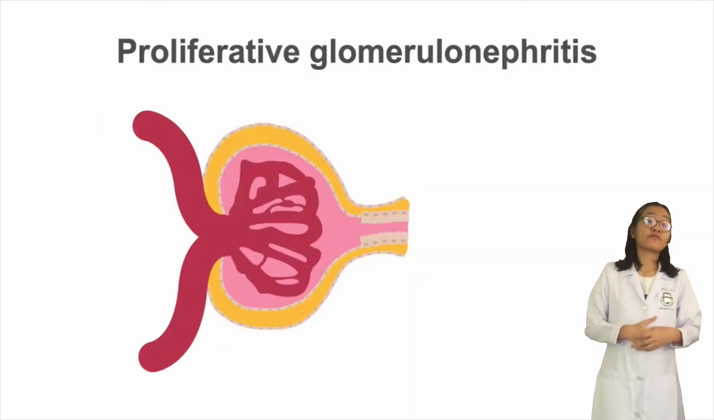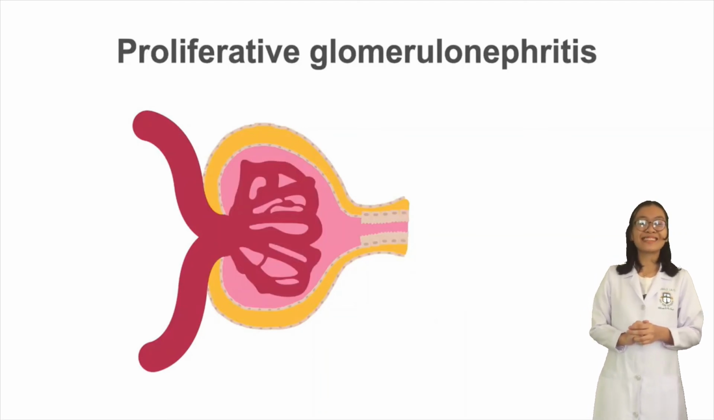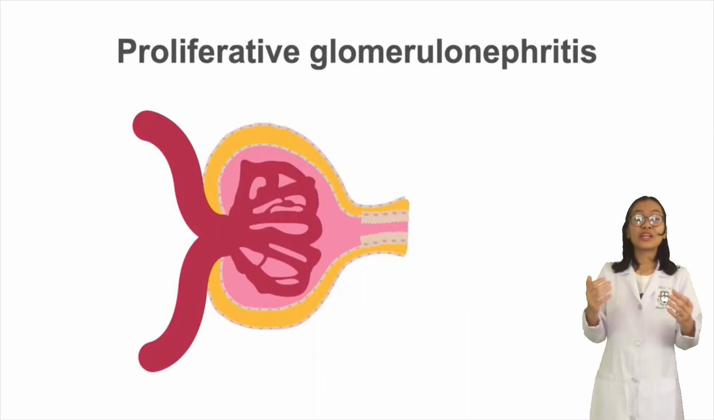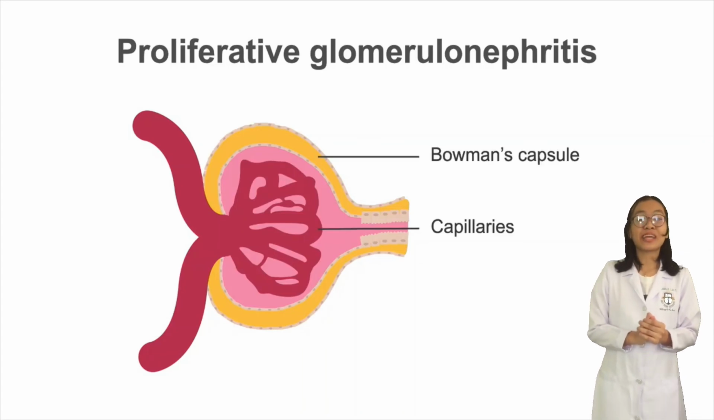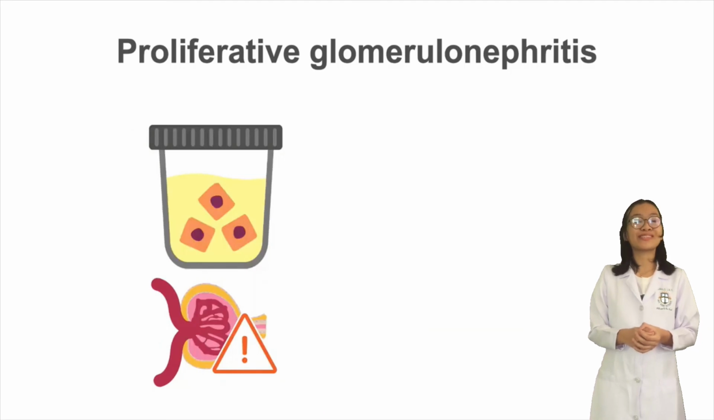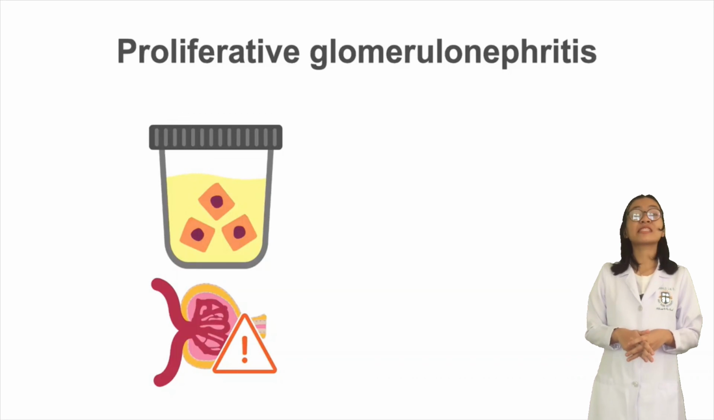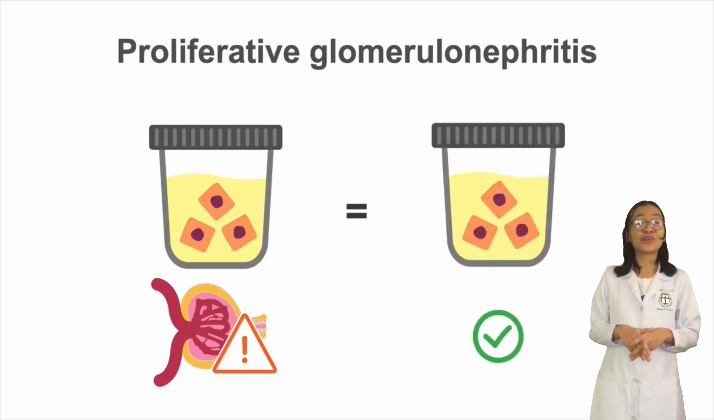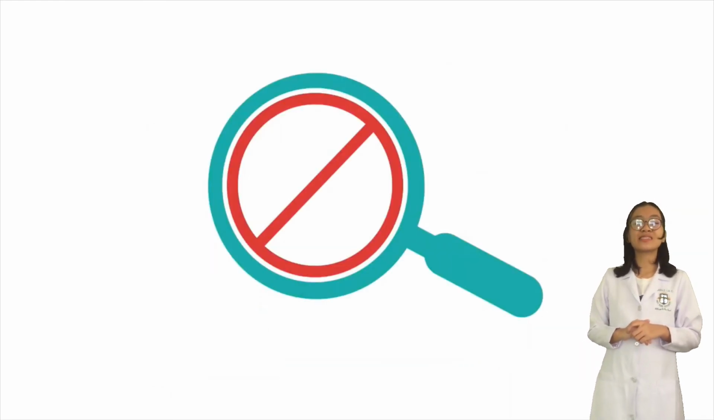In proliferative glomerulonephritis, there is an increase in the number of cells in the glomerulus, including an increase in the number of endothelial cells in the capillaries, epithelial cells from the Bowman's capsule, and mesangial cells in the interstitium of the glomerulus. However, proliferative glomerulonephritis patients often have the same number of epithelial cells in their urine as normal patients, so the number of epithelial cells in the urine cannot be used for the diagnosis in this case.